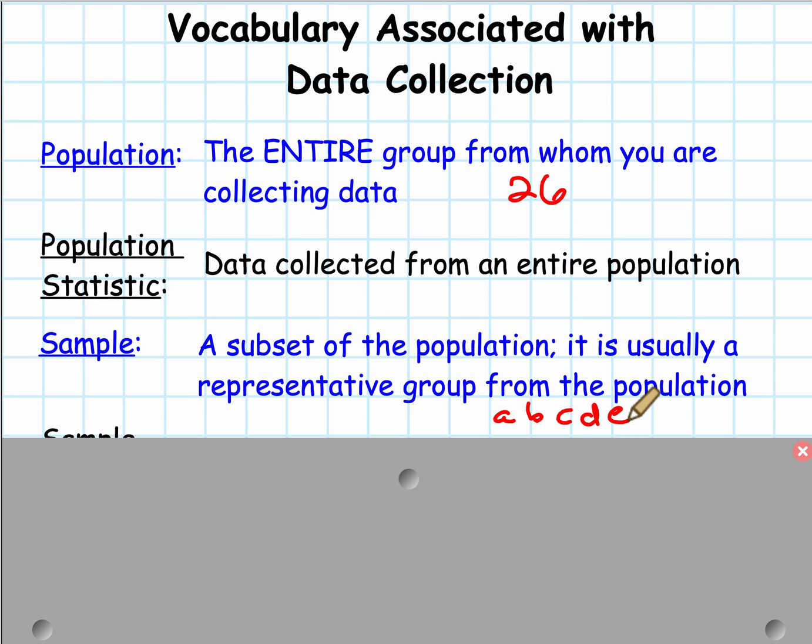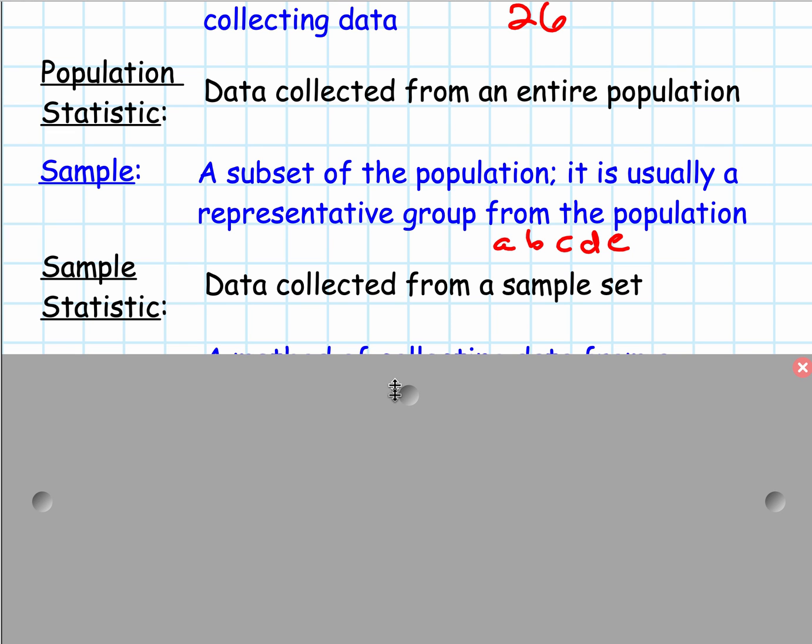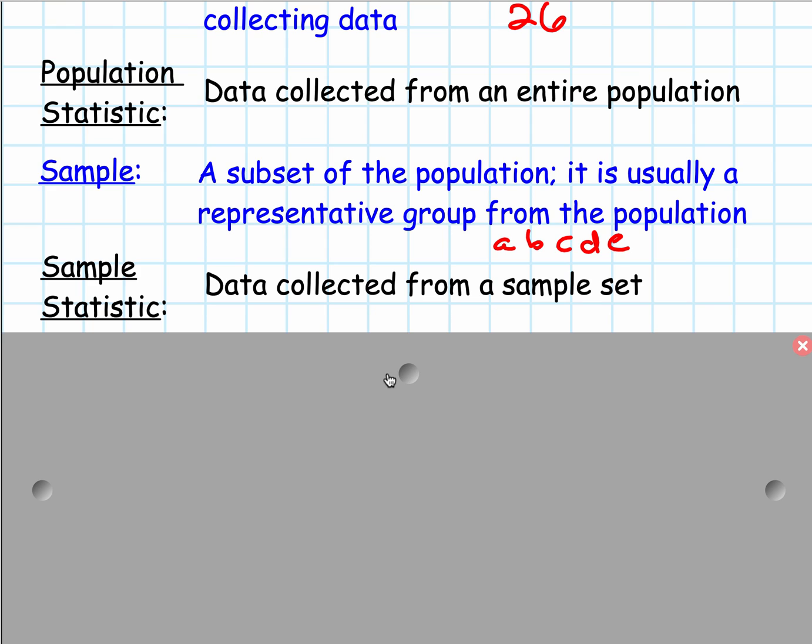It's usually representative of the population, and I would say this is kind of representative because it has those vowels that we speak about when we're talking about letters, and it has some of the consonants. But if I only talked about A, E, I, O, and U, it may not be representative of the population because it would not contain the consonants. Okay, a sample statistic is data that you collect just from the sample set.